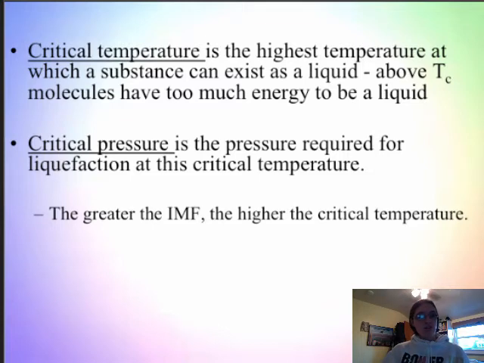The greater the intermolecular forces, so the greater the attractions between the molecules, the higher the temperature has to be to overcome those intermolecular forces, and so the higher the critical temperature. The critical pressure is just the pressure that is required at this critical temperature. So it's kind of the pairing at the critical temperature.